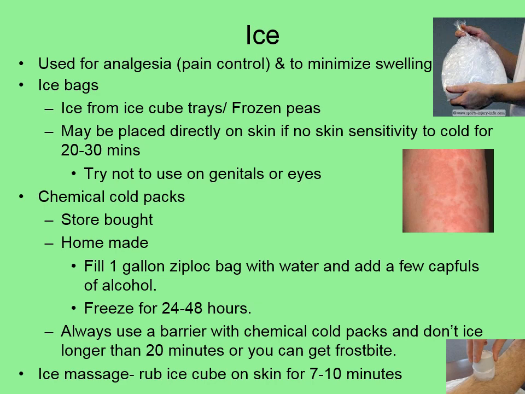The other way we can ice is using a chemical cold pack. So you can use a store-bought chemical cold pack, or you can make your own at home by filling a 1-gallon Ziploc bag with water and adding a few capfuls of really any type of alcohol. So it could be rubbing alcohol, it could be vodka, whiskey, whatever. Depending on what kind of alcohol you're using, it will change how much you need to use to make the right consistency with that cold pack.